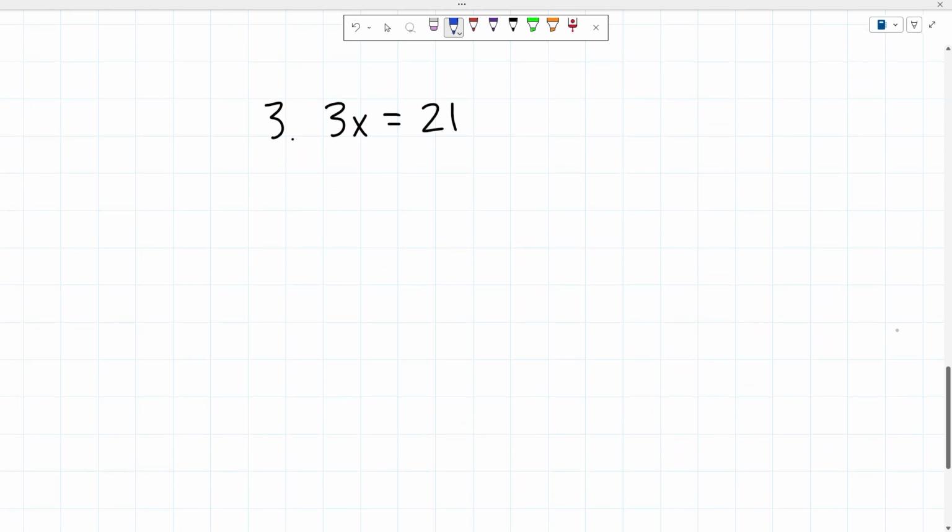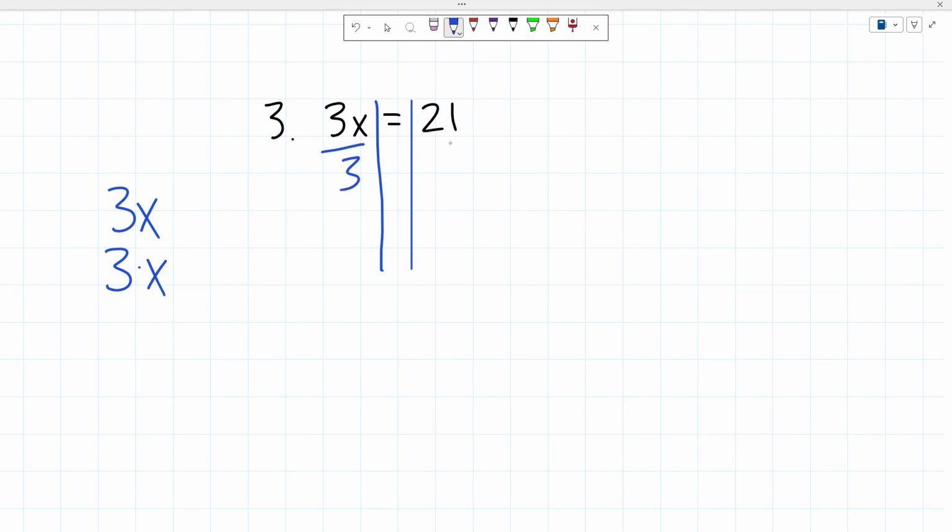So for here, we have 3x equals 21. Just as a reminder, when I have 3x, that's the same thing as 3 times x. So here I'm multiplying, even though I don't put the multiplication sign, we are multiplying. So let me make my little things again. There we go. And the opposite of multiplication is going to be division. So divide by 3, divide by 3.